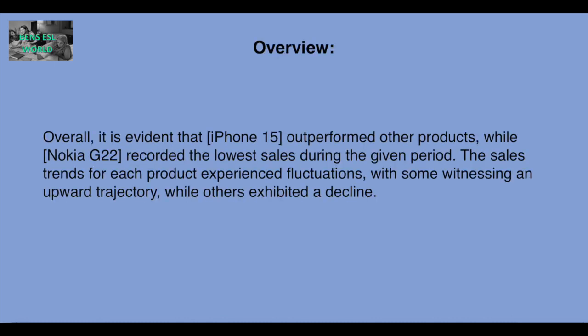Overview. Overall, it is evident that iPhone 15 outperformed other products, while Nokia G22 recorded the lowest sales during the given period. The sales trends for each product experienced fluctuations, with some witnessing an upward trajectory, while others exhibited a decline.